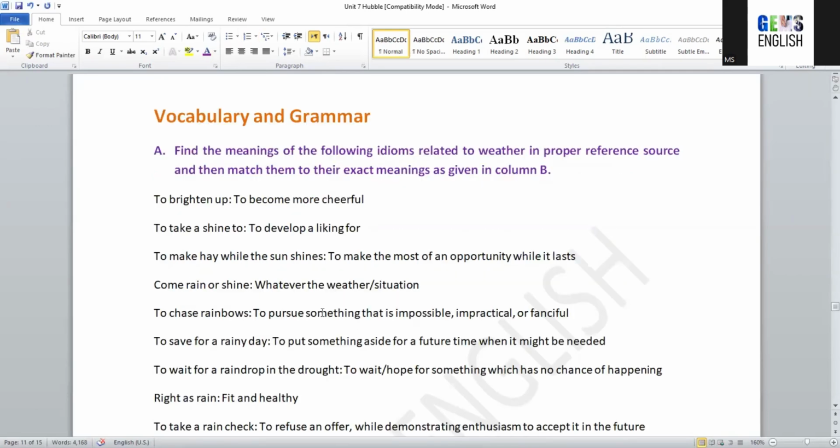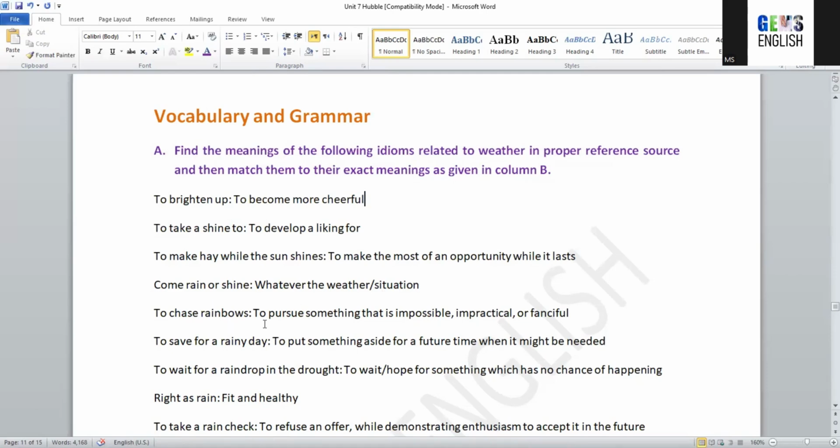Vocabulary and Grammar. A. Find the meanings of the following idioms related to weather in a proper reference source, and then match them to their exact meanings as given in column B. To brighten up: to become more cheerful. To take a shine to: develop a liking for. To make hay while the sun shines: to make the most of an opportunity while it lasts. Come rain or shine: whatever the weather's situation.